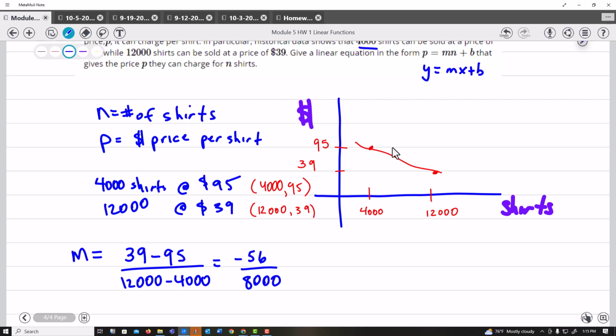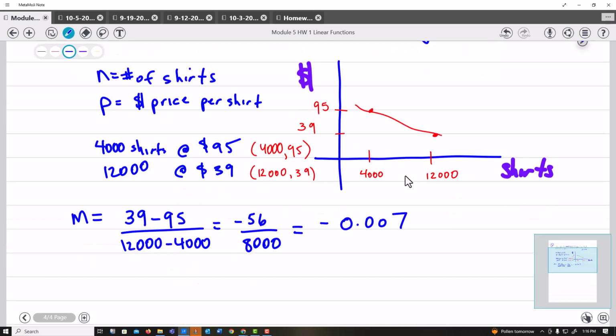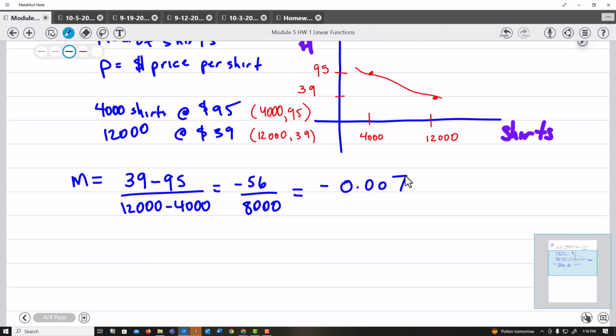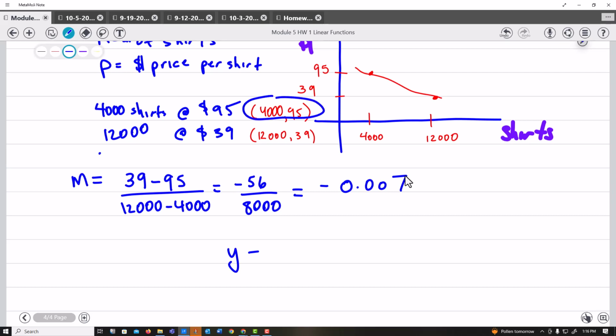And I'm going to go ahead and put this in as a decimal. So I get negative 0.007. All right, so that's my slope. And now from here, I can pick either point and use the point slope formula. So I can use y minus y1. I'm going to use this point. It doesn't matter, you'll get the same answer. I was just trying to get smaller numbers to deal with.